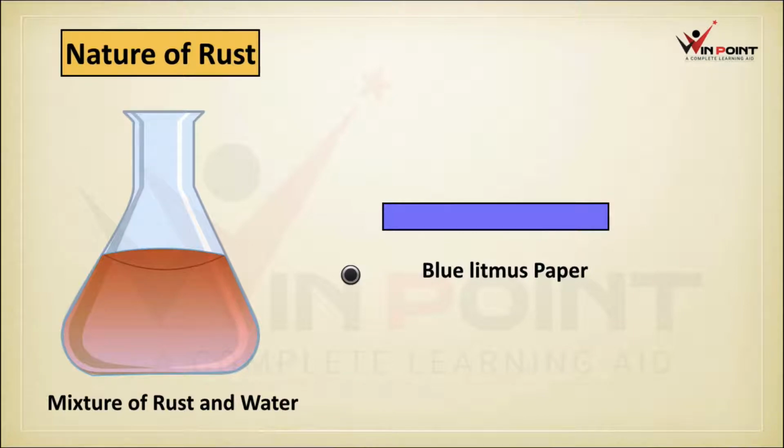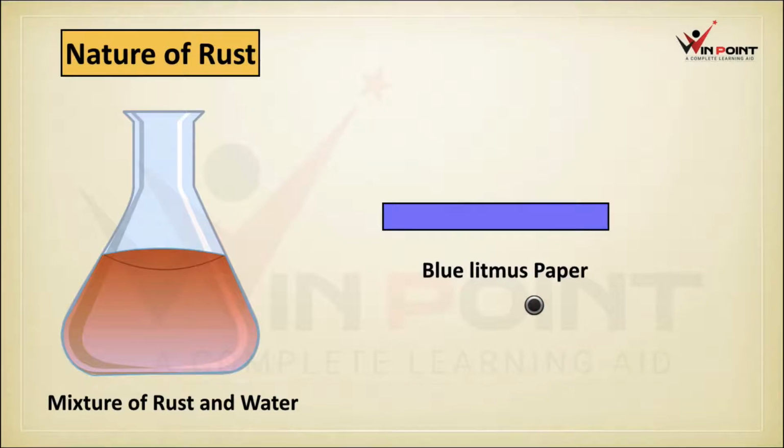Here there is a litmus paper, it is blue litmus paper, right? We are taking the solution of rust. We are adding rust into water and we are going to dip this blue litmus paper into that solution. If we dip blue litmus in acid, it is going to change the color to red. If we dip blue litmus into base, there won't be any color change.